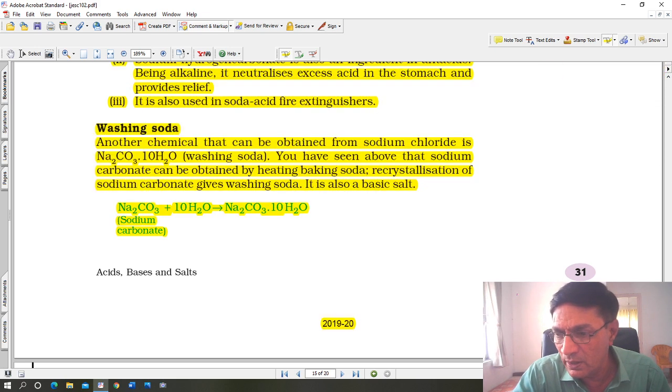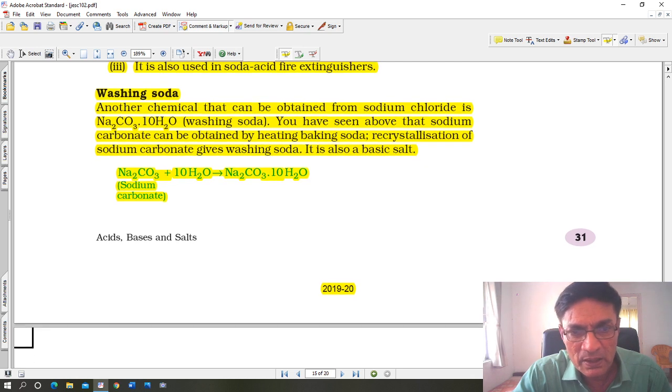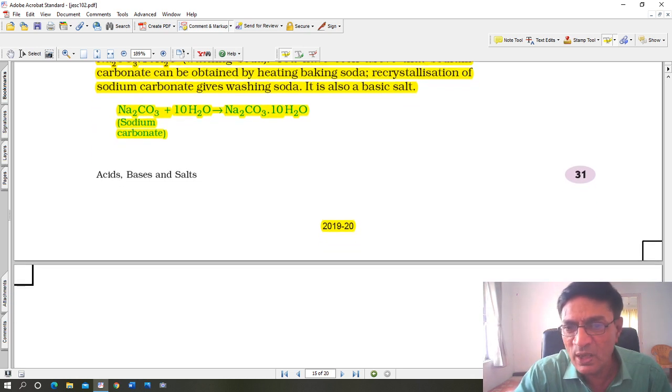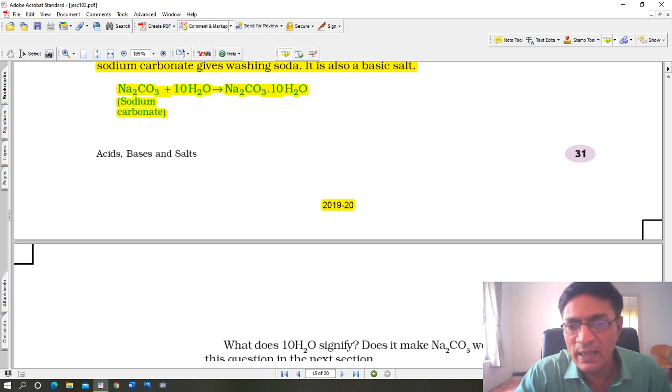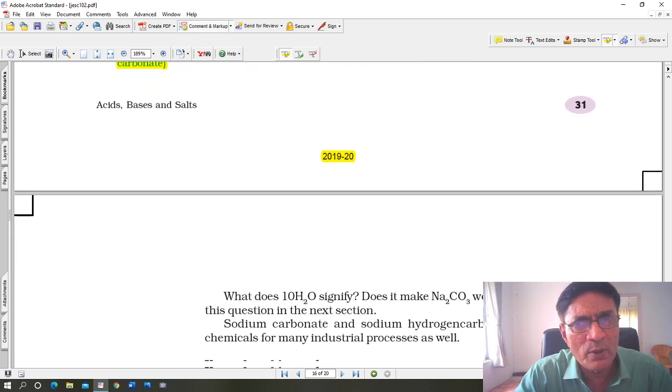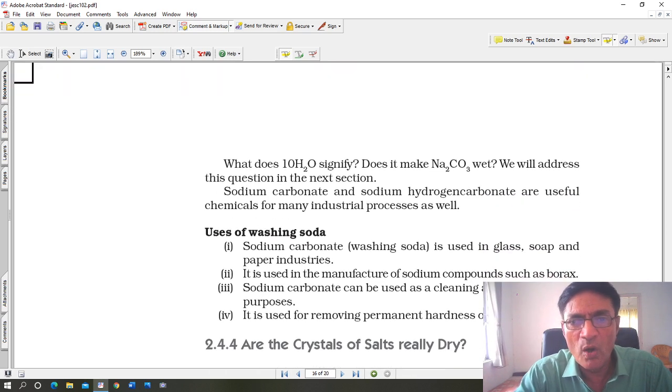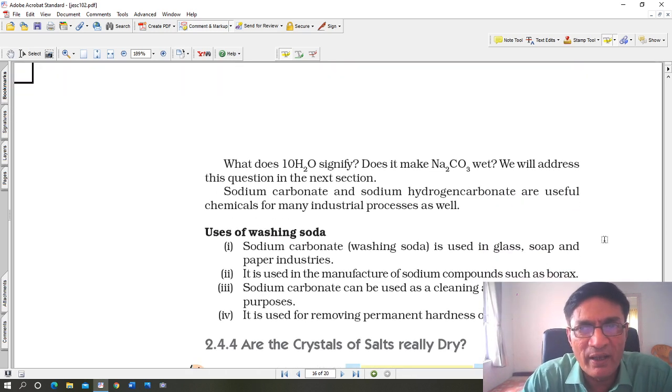Let's carry on with this part. Now we come to the next portion. These are all chemicals which are produced not in the lab, but in a manufacturing plant, in an industry, in factories. What does 10H2O signify? Does it make Na2CO3 wet? We will address this question in the next section.